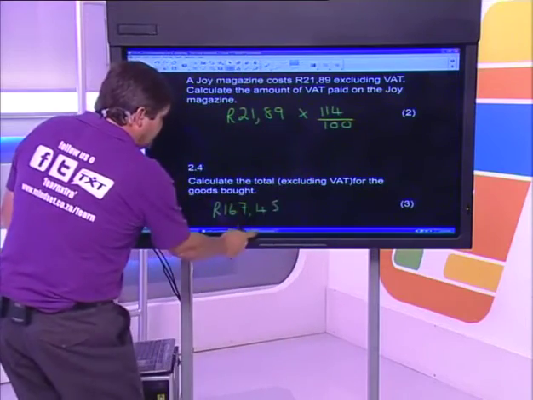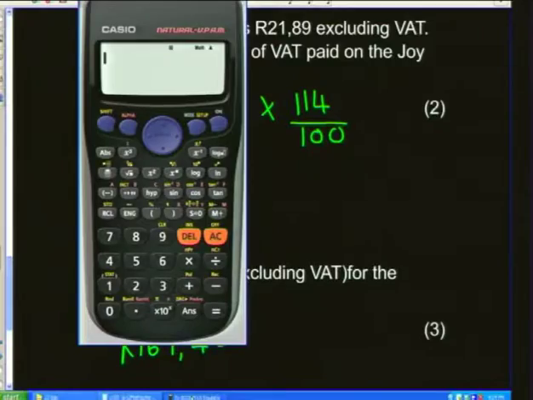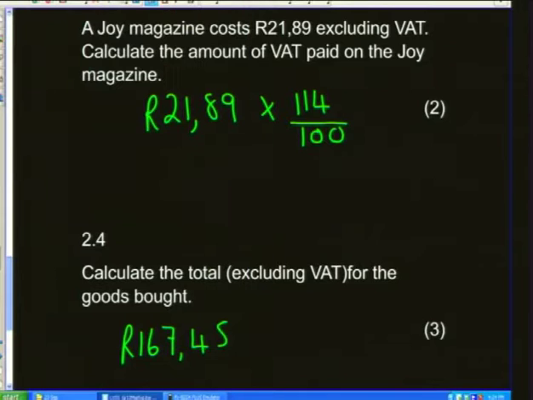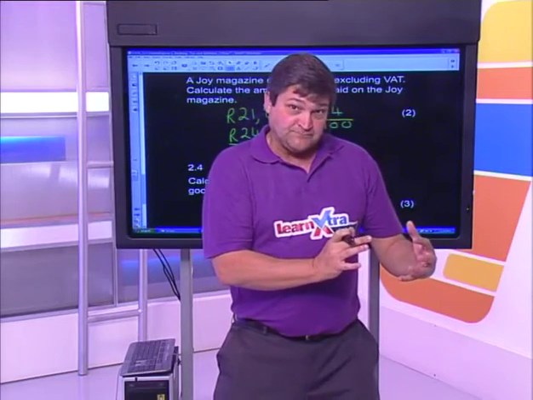Now look what happens when I take out my calculator. I've got 21 Rand 89, multiply by the fraction button, 114 over 100, okay? And what is our answer? There's our answer, 24 Rand 95. So my answer, 24 Rand 95, is the exact answer I got when I took a value and added 14%.